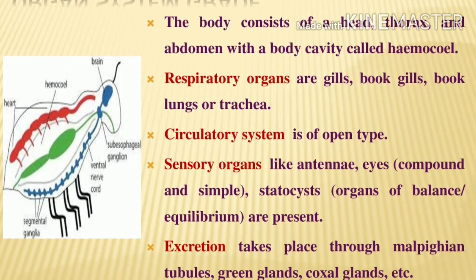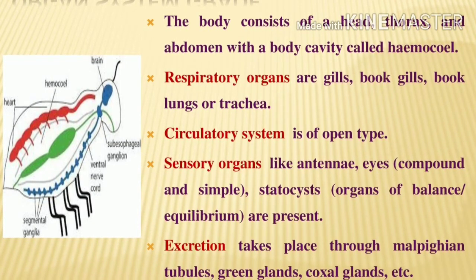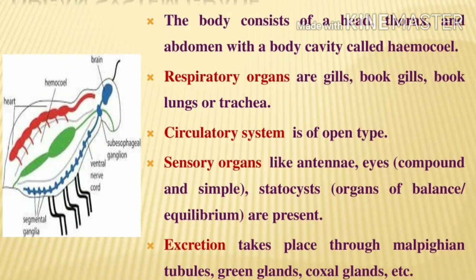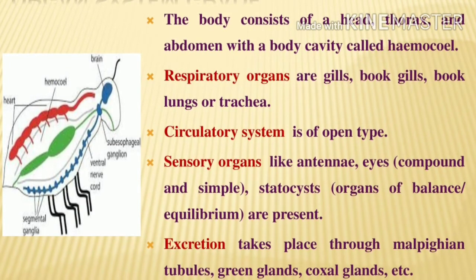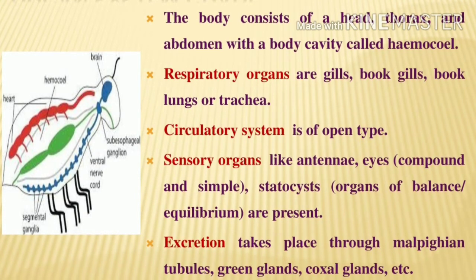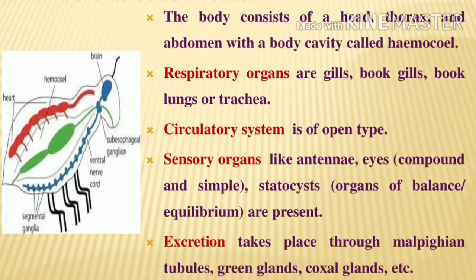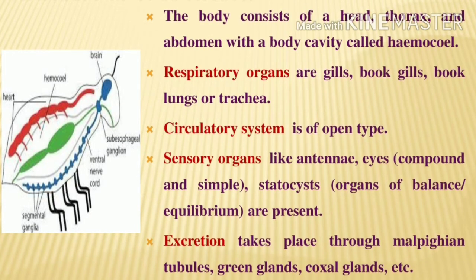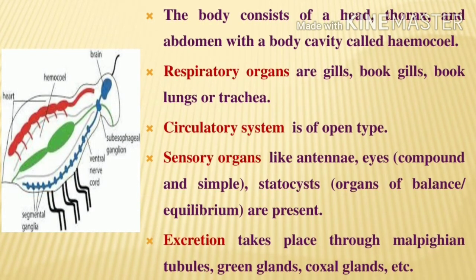If the insects are flying, these organs help it stay balanced and maintain equilibrium, so it has a statocyst. Can you understand? Which phylum has the statocyst? That is phylum Arthropoda. Note it.